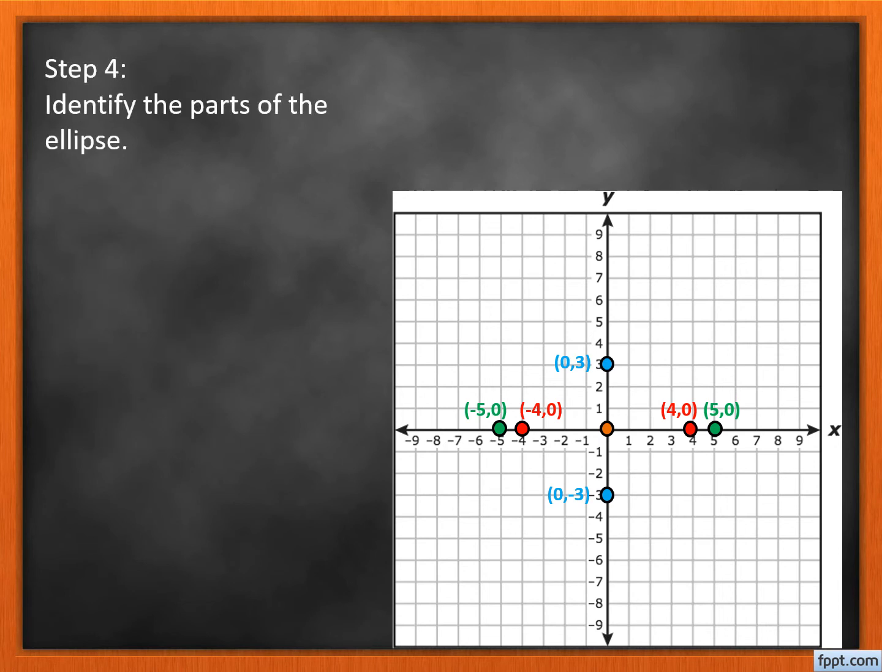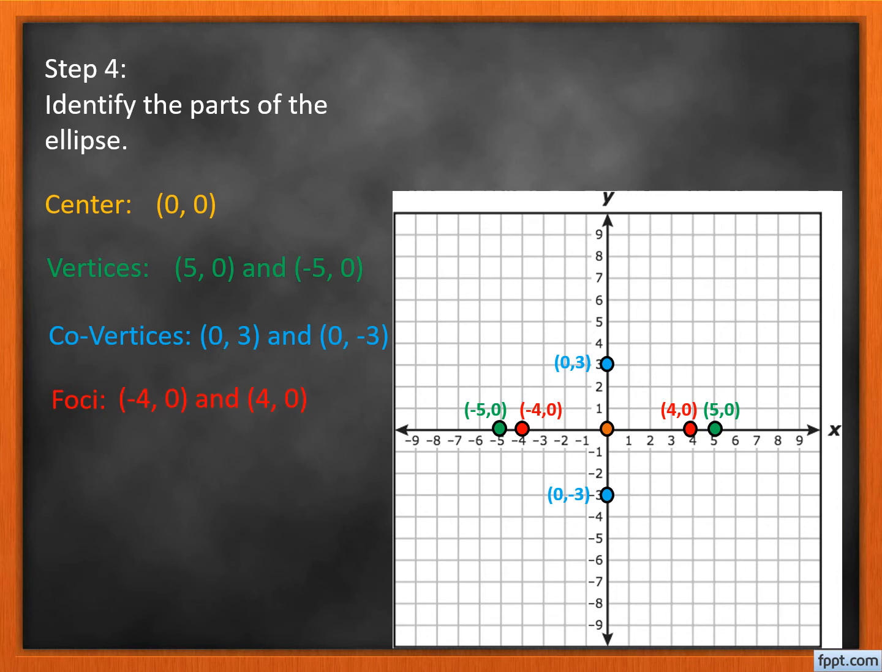For step 4, we can identify the parts of the ellipse. Our center is at (0, 0). The two vertices are at (5, 0) and (-5, 0). Our co-vertices are at (0, 3) and (0, -3). The two foci are at (-4, 0) and (4, 0). Using those points, we can now graph the ellipse.